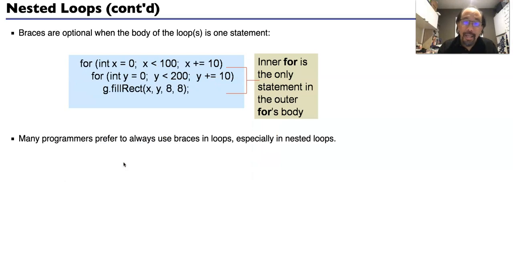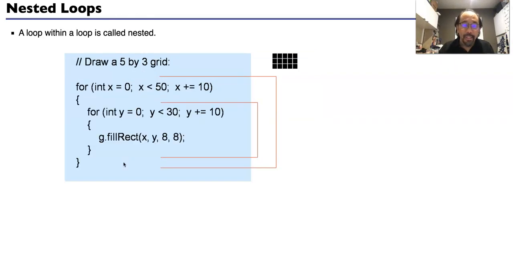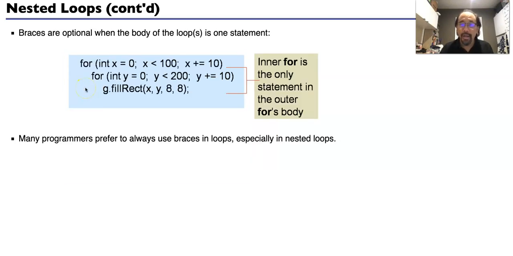Now, in that previous example, these braces were not really necessary because there's only one statement inside this for loop, and there's only one for statement within this loop as well. So the curly brackets are not necessary, but it's nice to put them in, I think, for readability.